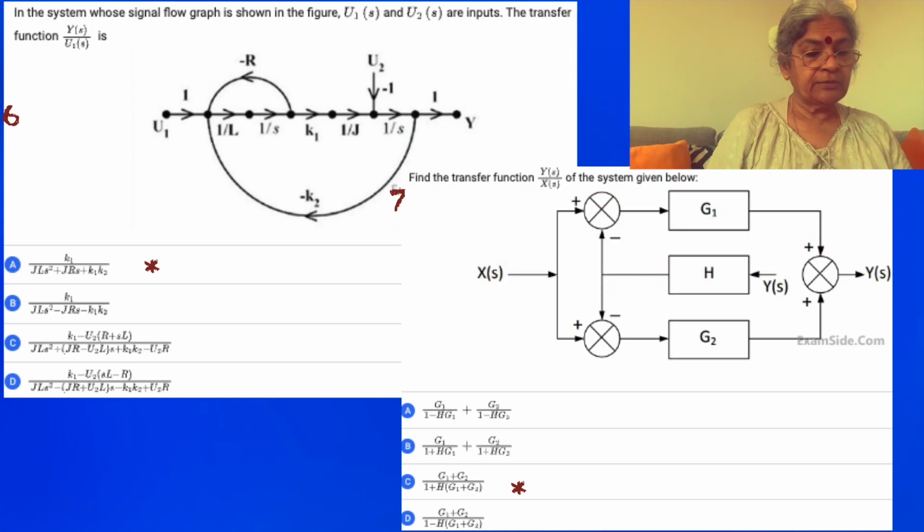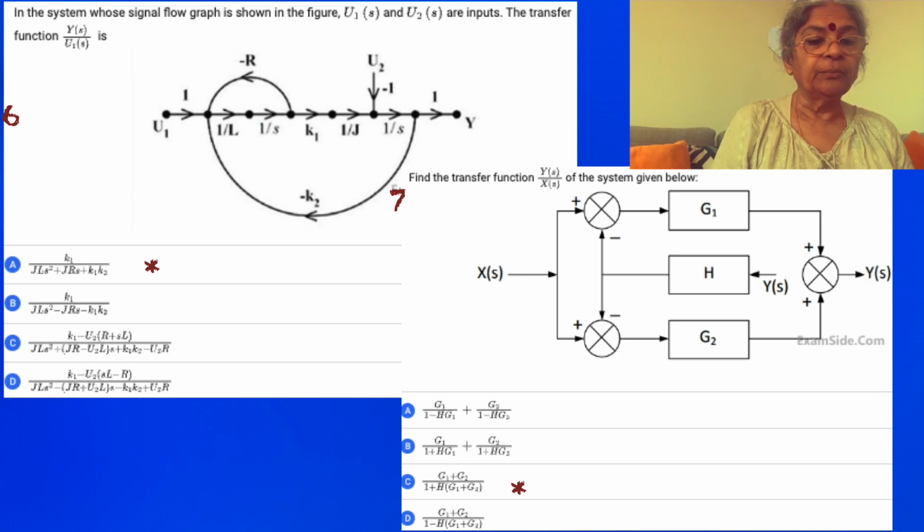Here again the same concept is investigated. What we have there is the system whose signal flow graph is shown in the figure. U1(s) and U2(s) are inputs. The transfer function is y(s) by U1(s). Here we see that we have a forward path U1 to y. There's also U2, but of course we want y(s) by U1(s), so U2 is set equal to 0. It doesn't play a part.